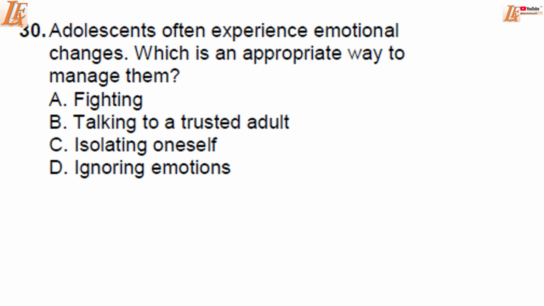Question 30. Adolescents often experience emotional changes. Which is an appropriate way to manage them? What is the appropriate way of managing emotional changes during adolescence? So A, fighting. This one is wrong. You don't fight to manage emotional changes. B, talking to a trusted adult. This one is correct. C, isolating oneself. This one is wrong. Then D, ignoring emotions. This one is also wrong. So the correct one here is talking to a trusted adult.